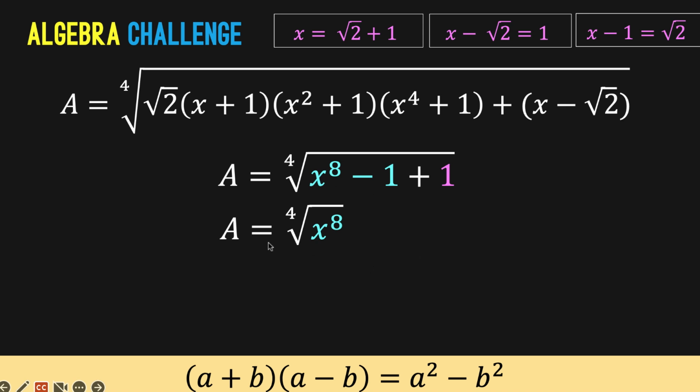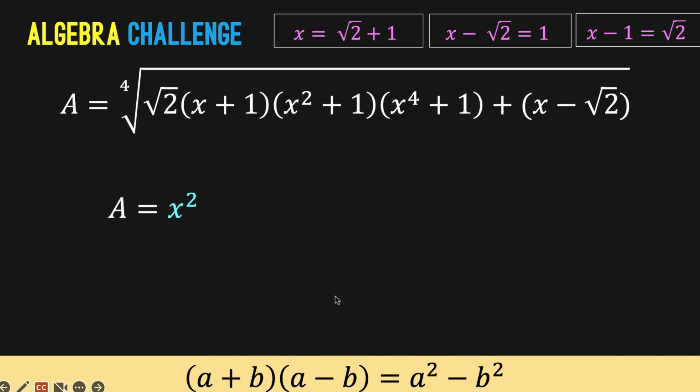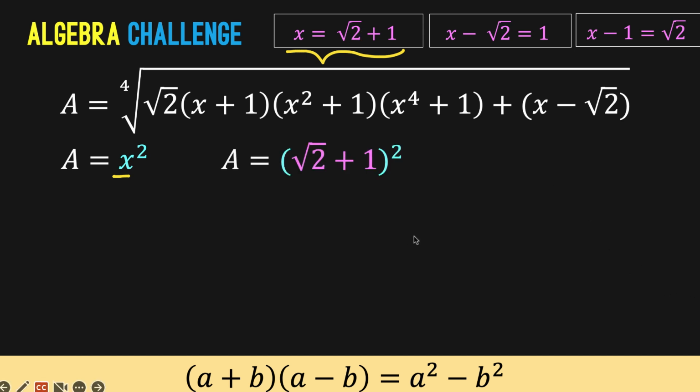And we can write this in exponential form. So a is equal to x to the 8 over 4, which is equal to x squared. So we now know that the value of this radical expression is x squared. But we also know that x is equal to the square root of 2 plus 1, this value here. So replacing now this x with the square root of 2 plus 1, this is now what we have.